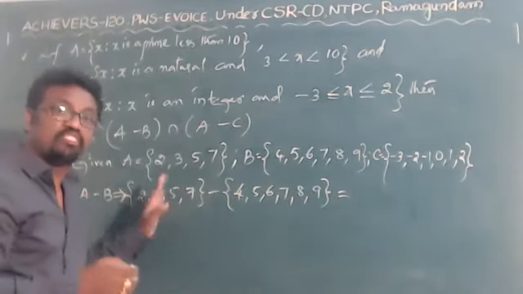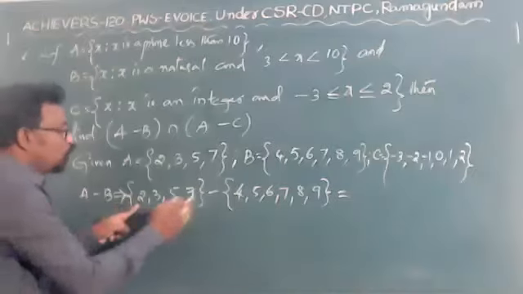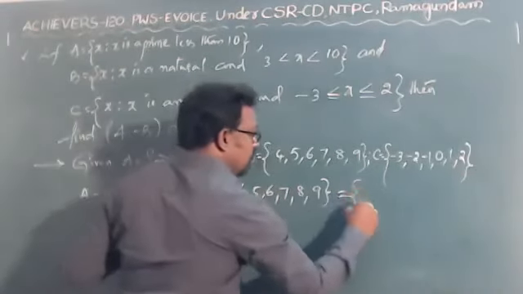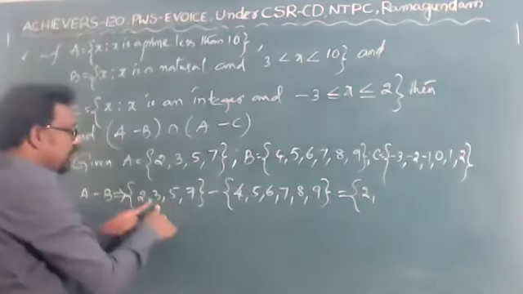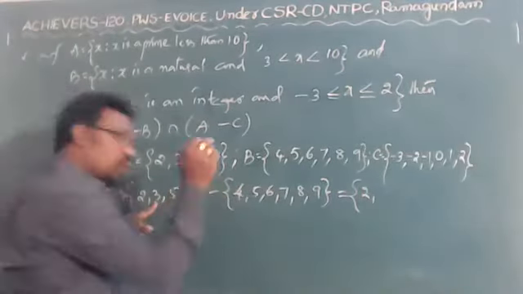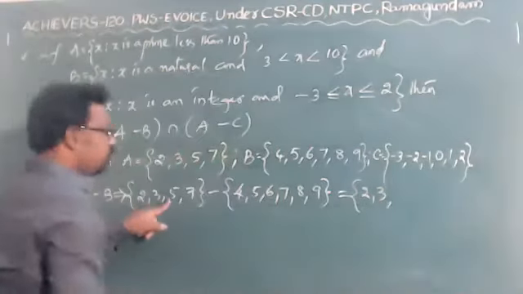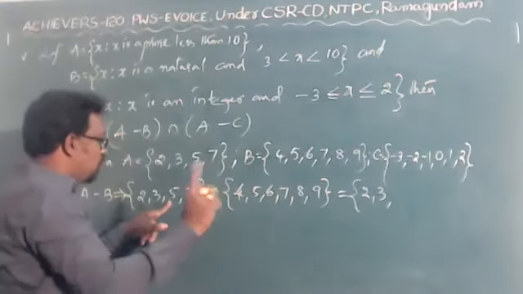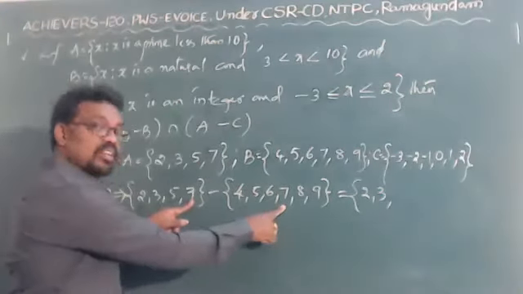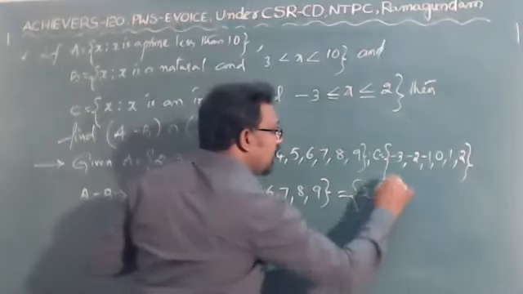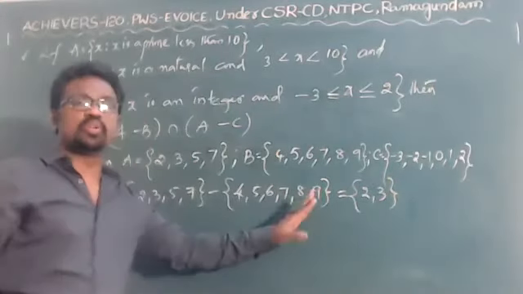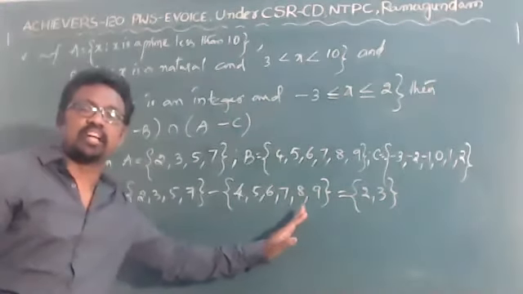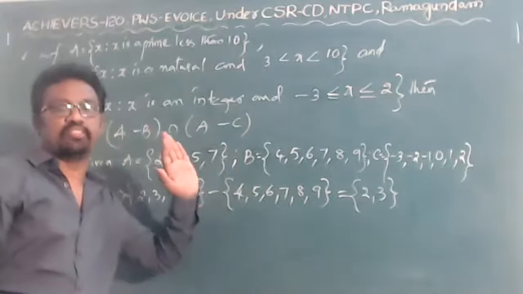Minus means those which are left from the first set. 2. Is there 2? No, so you have to write 2. 3. Is there 3? No, write down 3. 5. Is there 5? Yes, so do not write. 7. Is there 7? Yes, do not write. No need to look at the second set, only the first set itself: which are left.